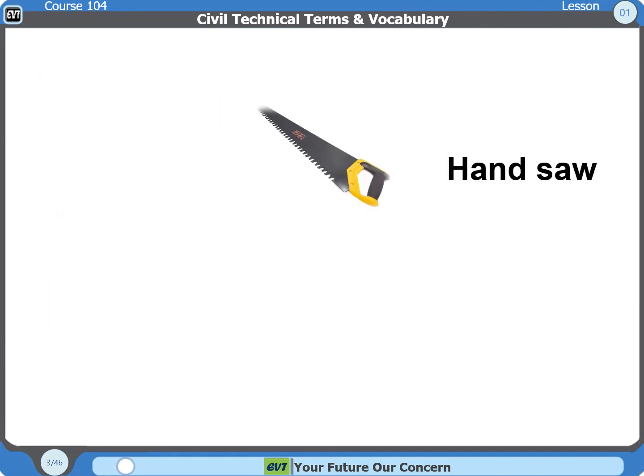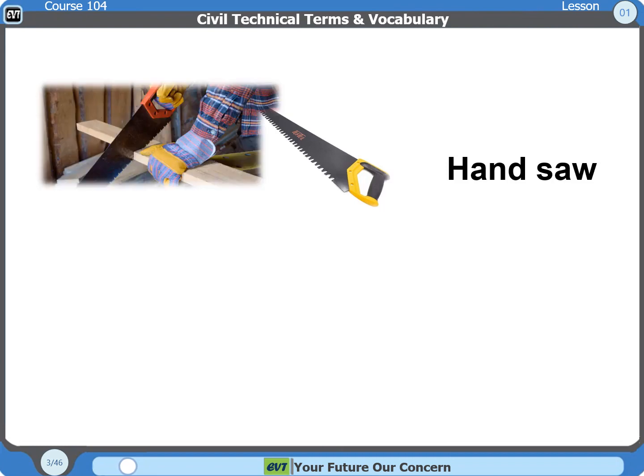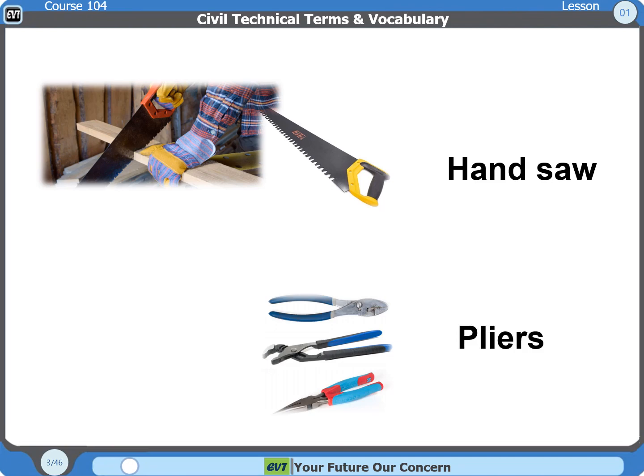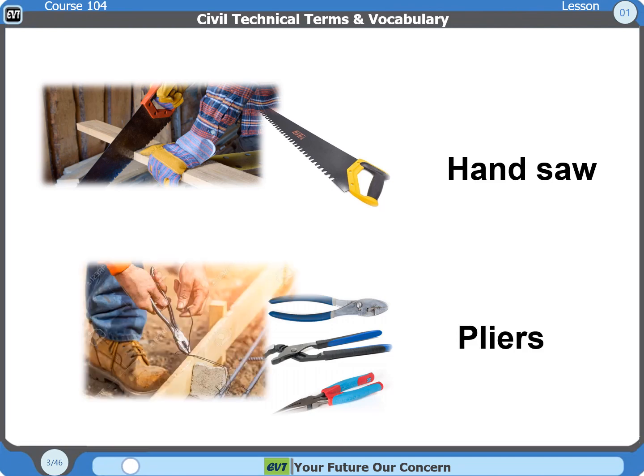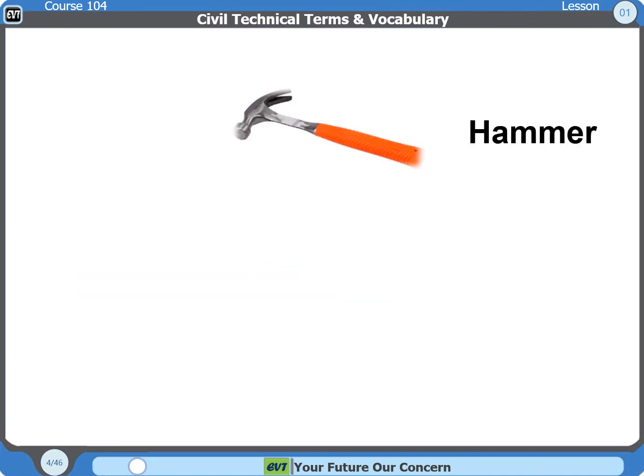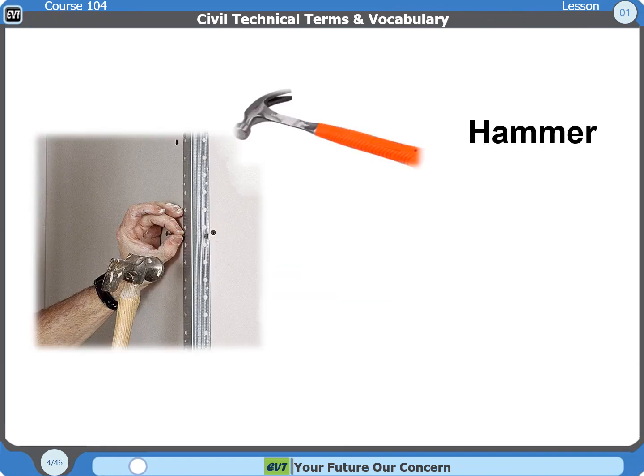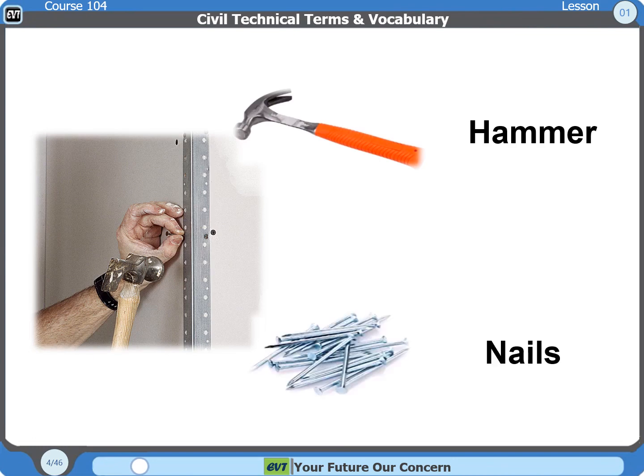Next we have handsaw used to cut pieces of wood into different shapes. We have pliers used to hold objects firmly. We pass to hammer used to drive and remove nails. We have nails used for fixing and assembling wood.